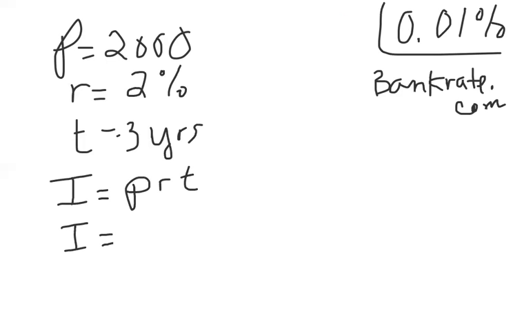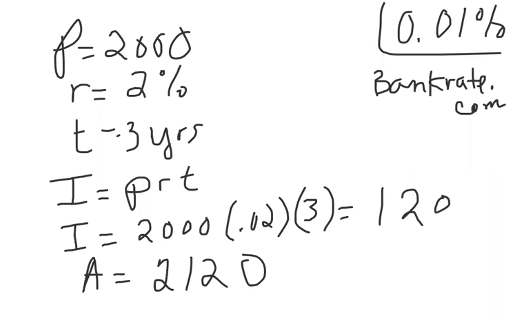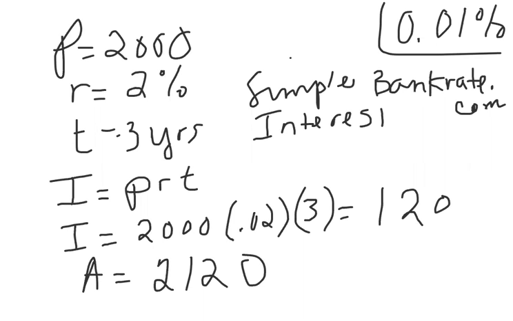Okay, in interest, we take the 2,000 multiplied by the rate, which is 0.02, multiplied by the time, which is 3. So you go ahead and throw this on a calculator, guys. 2 times 2 is 4, 4 times 3 is 12. So that's $120, okay? And so at the end of the 3 years, your account would have $2,120. If you're going based on simple interest, and simple interest is nothing more than interest earned on just the principal.